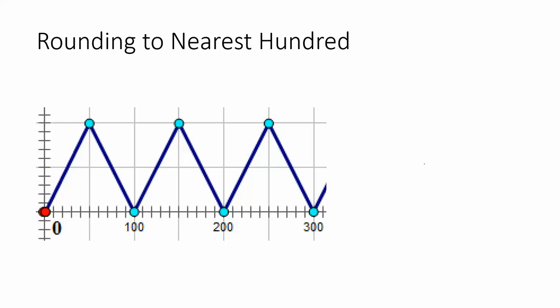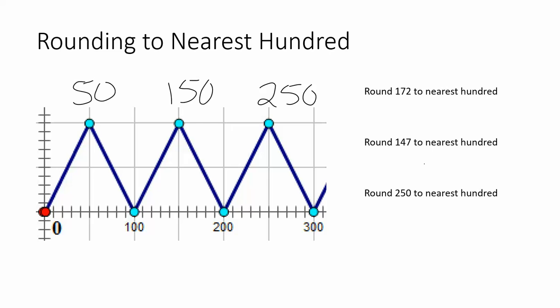It can again be helpful to use peaks to visualize how we would round. When I'm rounding to the nearest hundred, I made peaks at multiples of 50. This is because 50 is in the middle of 0 and 100. Let's do some examples where we look at rounding using our peaks.